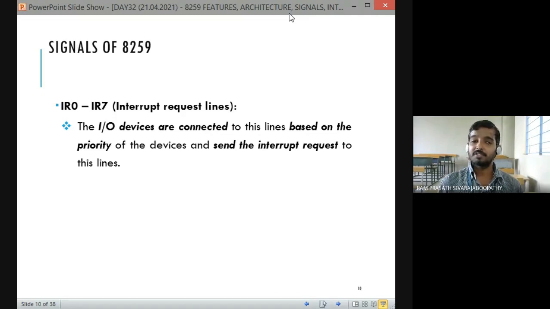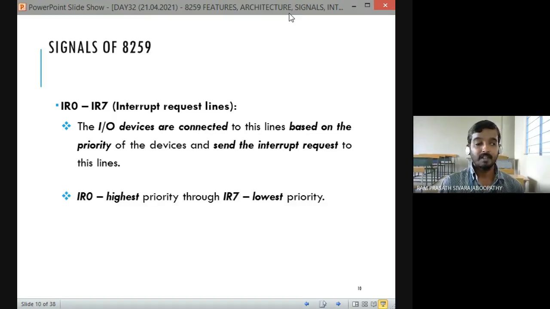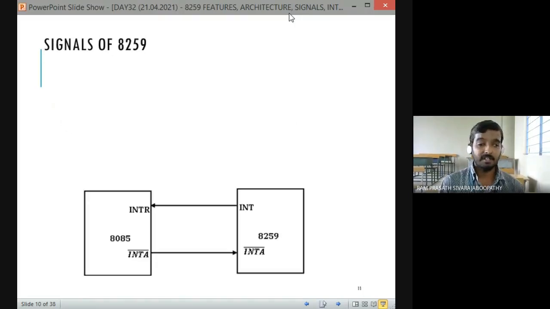Suppose I am asking you to use only the IR0 and IR7 pins. Yes, very good. The fire alarm sensor must be connected to IR0 because in that particular system you have to assign high priority to that device. Based upon the requirement by the designer, whichever device is going to have the highest priority must be connected to IR0. Similarly, the other interrupts can follow in order. So IR0 has the highest priority and IR7 has the lowest priority.